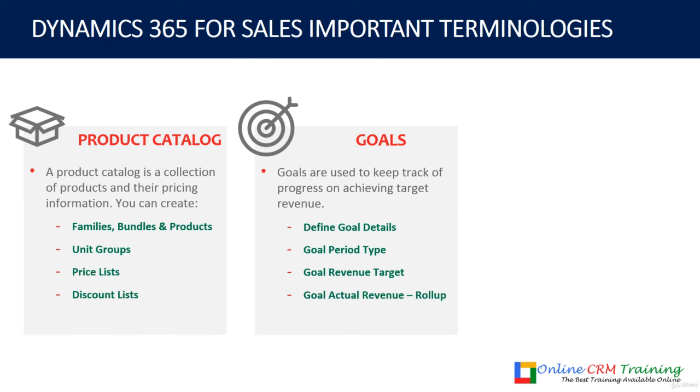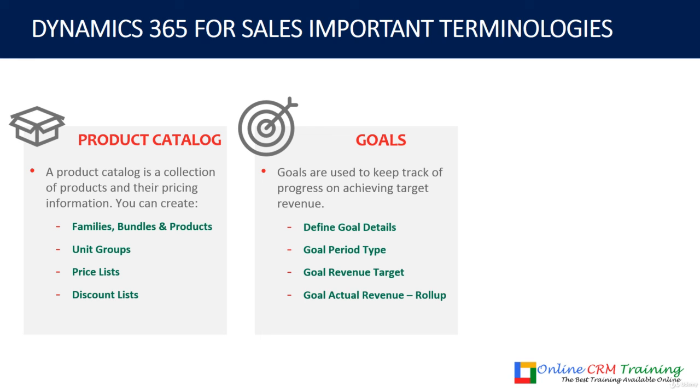The next one is the goals. Now, when you're working with sales, you have a team, right? A sales team. And that sales team must have a target to achieve, right? If they don't have a target, then everybody will do their own stuff. So goals help companies identify what their target is for individual salespeople, and also keep track of the progress on achieving the revenue. So here you define the goal details, then who this goal is for.